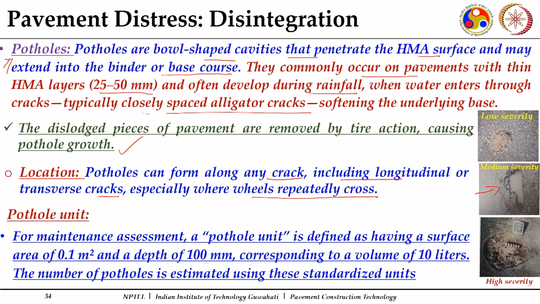Now to count it, and to judge what the severity is, certain units are used, which we call the pothole unit. It is defined as having a surface area of 0.1 square meter and a depth of around 10 centimeter. So this leads to a volume of around 10 liters. If a pothole has a volume of 10 liters, it is counted as 1 unit of pothole. On the basis of it, for the maintenance activities, the intensity of the potholes can be classified: how many pothole units are there.